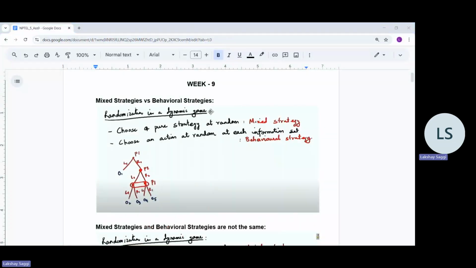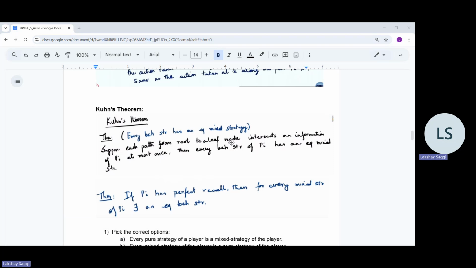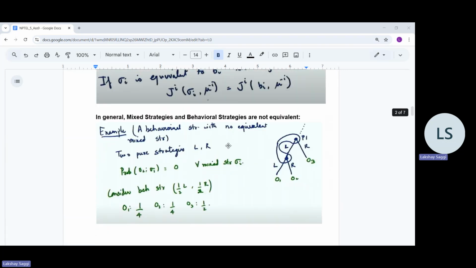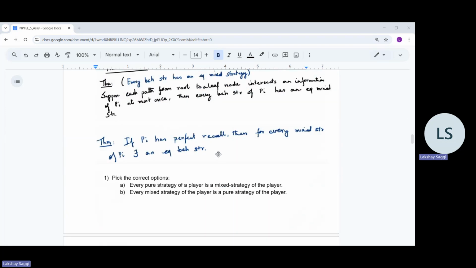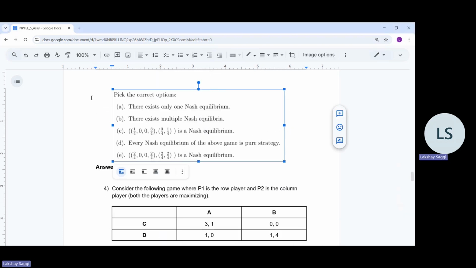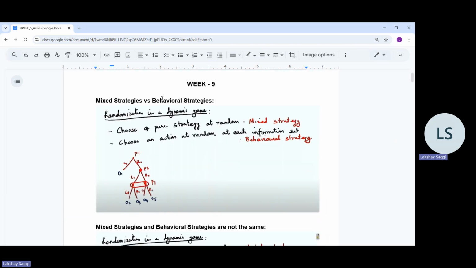So I guess my screen should be visible to everyone now. This is week 9, like I said. First we have the key takeaways, the main notes from the lecture, which I just copy pasted into these slides, into this document. And after that we have some questions related to these also. So let's just get started with discussing the theory first.